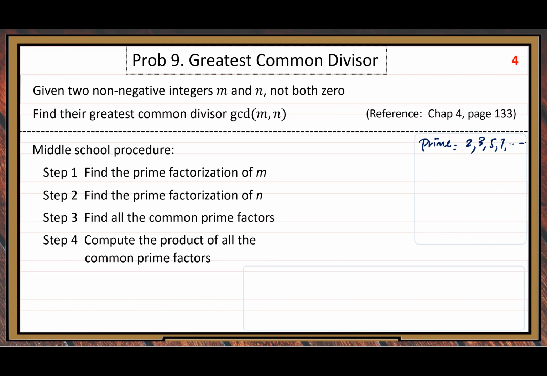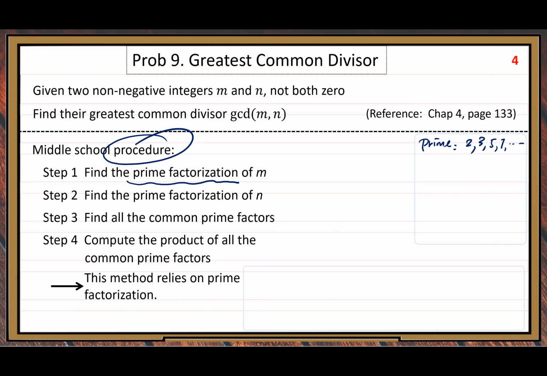So then the prime factorization. Assume you know how to do prime factorization. Later we will talk about this, prime factorization. You can see this method relies on prime factorization, or the main step is the prime factorization. Otherwise, without using prime factorization, you cannot find the answer using this procedure.